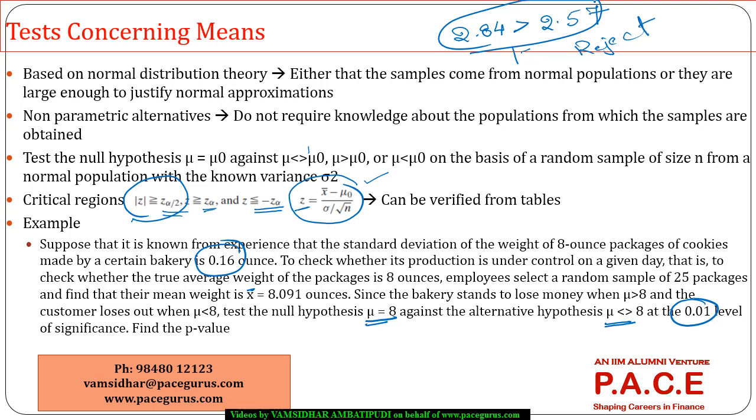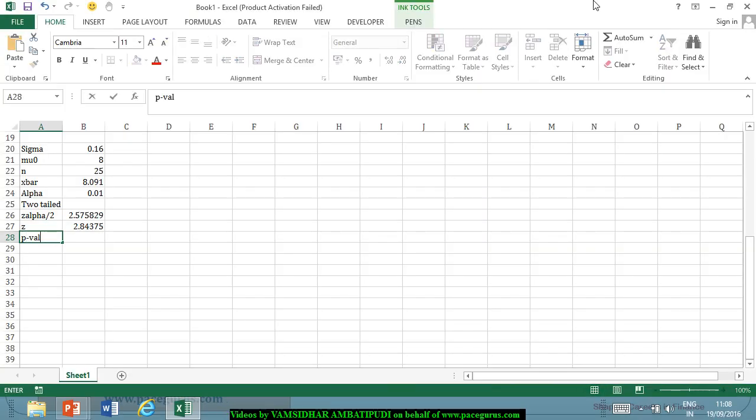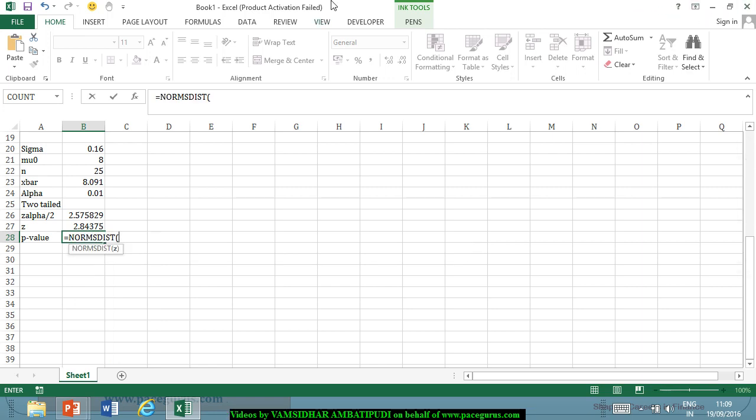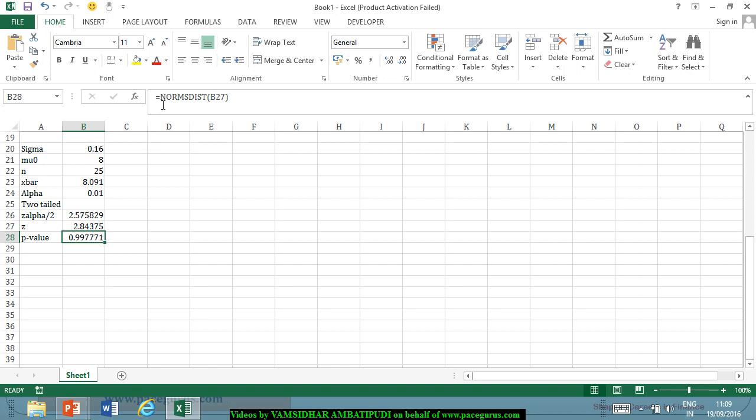And if I want to find out the p-value for this, I can directly look at, corresponding to this 2.84, the area under the normal distribution curve. Here I can do it as NORM.S.DIST. I'll take my Z value as 2.84, which will give me the area, that is 1 minus alpha. So I'll take 1 minus of this, which will give me my alpha. In this case, the Z value is 2.84.